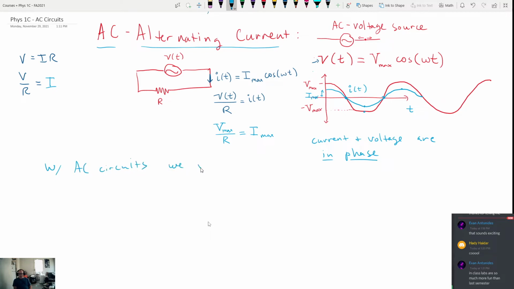we measure what's called RMS voltage and current. So RMS stands for root mean square.